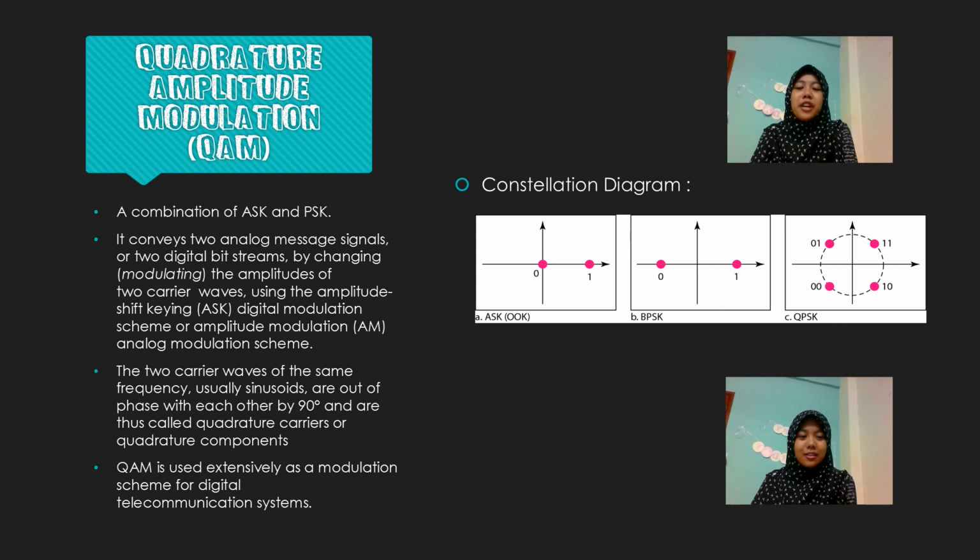The two carrier waves of the same frequency, usually sinusoids, are out of phase with each other by 90 degrees and are thus called quadrature carriers or quadrature components. So QAM is used extensively as a modulation scheme for digital telecommunication systems. So these are three constellation diagrams. The first one is from ASK. The second one is binary phase shift keying, and the third one is quadrature phase shift keying.